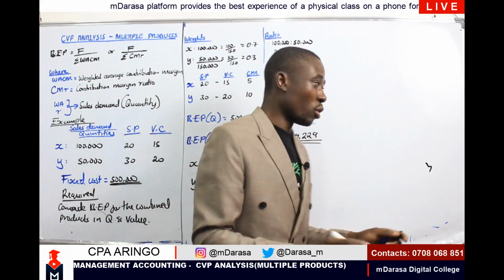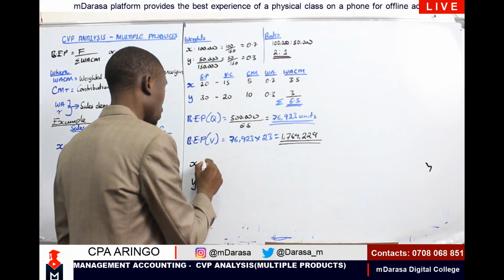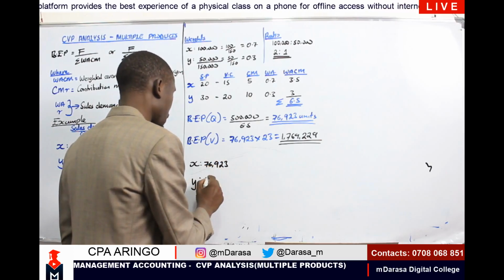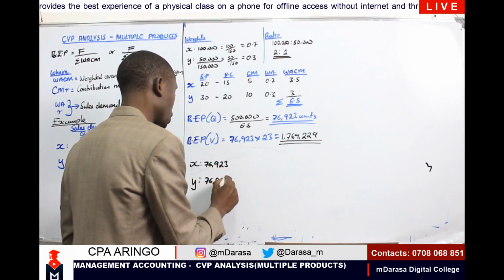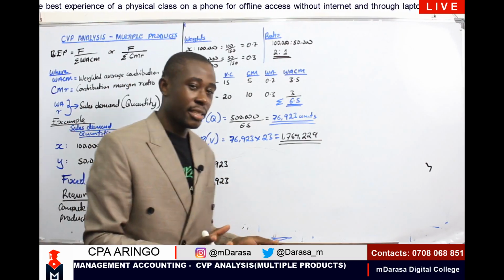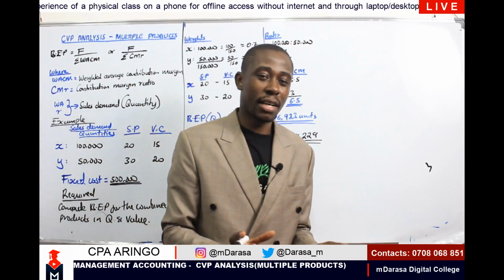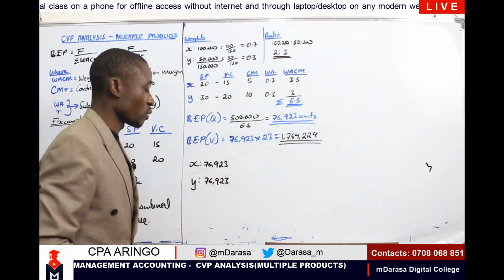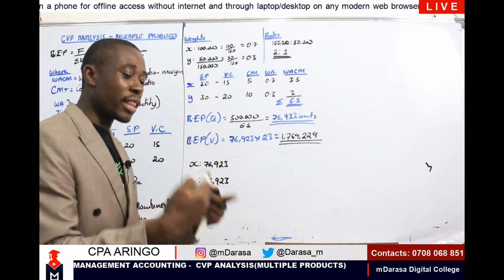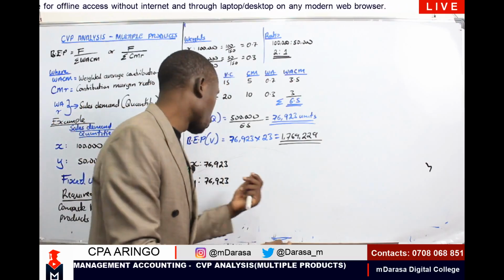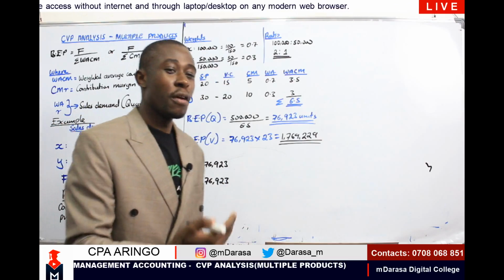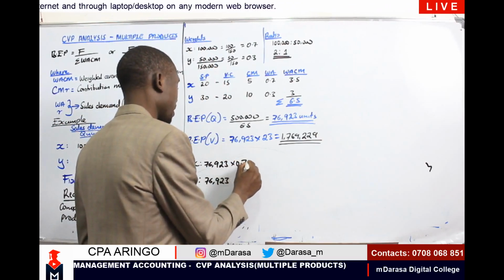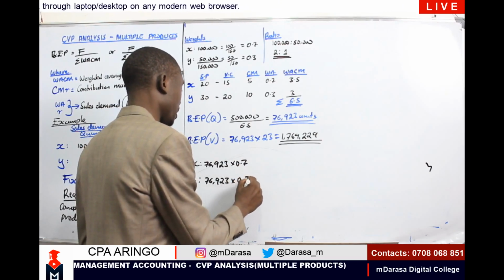Combined break-even point, you've clearly seen we had how many units? 76,923. That is for the combined products, right? Come and take your weight. Out of the 76,923, what will be the proportion of product X? I come and take our weight here, 0.7. For Y, take 0.3.